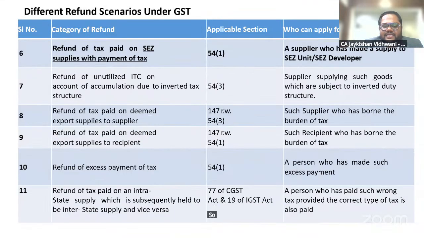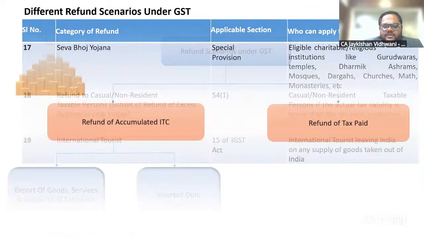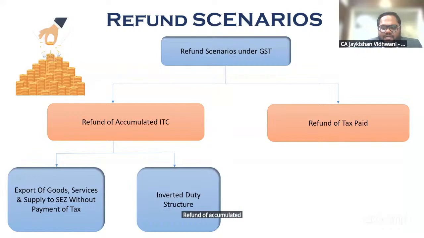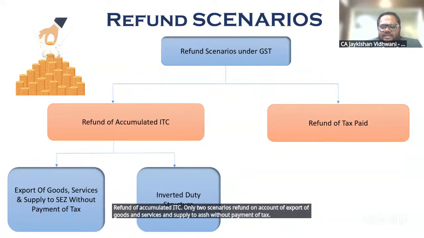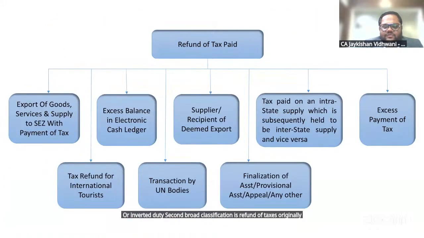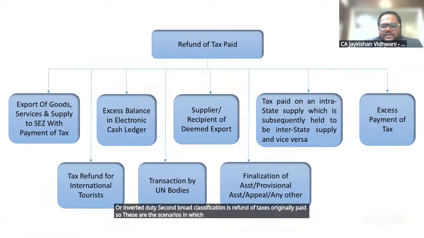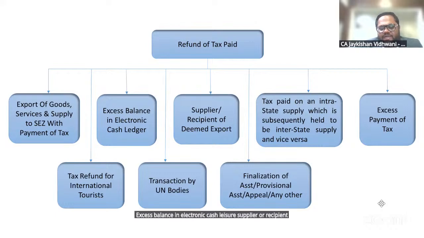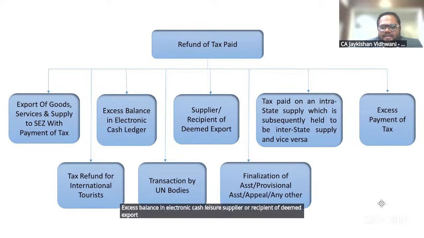Firstly, refund of accumulated ITC, only two scenarios: refund on account of export of goods and services and supply to SEZ without payment of tax, or inverted duty structure. Second broad classification is refund of taxes originally paid. So these are the scenarios in which the taxes which you have originally paid would be given as refund. On account of supply to SEZ with payment of tax, excess balance in electronic cash ledger, supplier or recipient of deemed export, taxes originally paid as intra-state subsequently held to be inter-state, and vice versa, any excess payment of tax on account of finalization of assessment and appeal, transactions by UN bodies, and refund to international tourists.